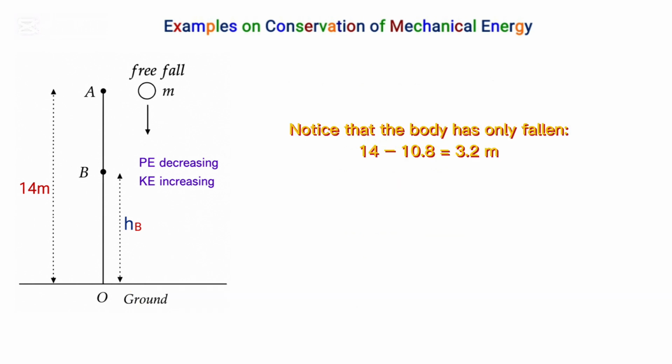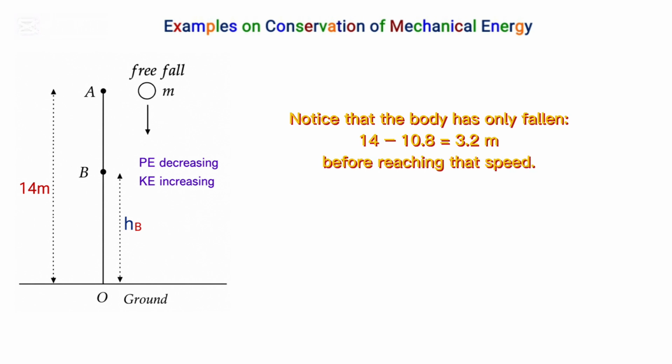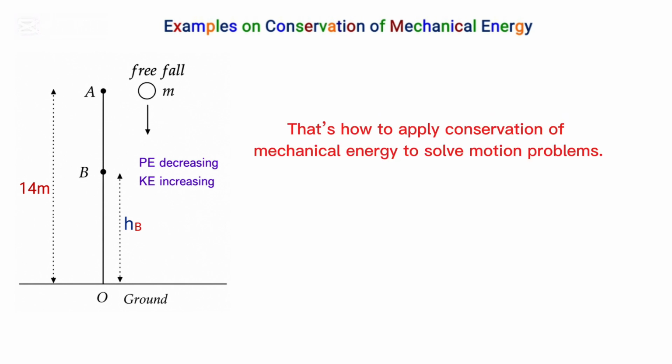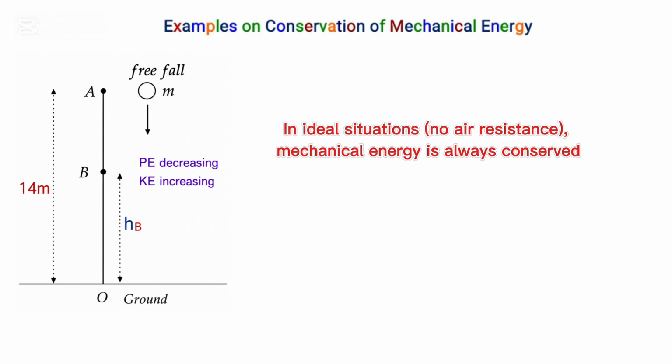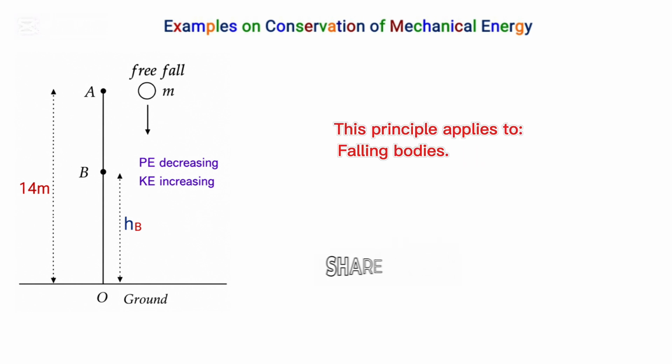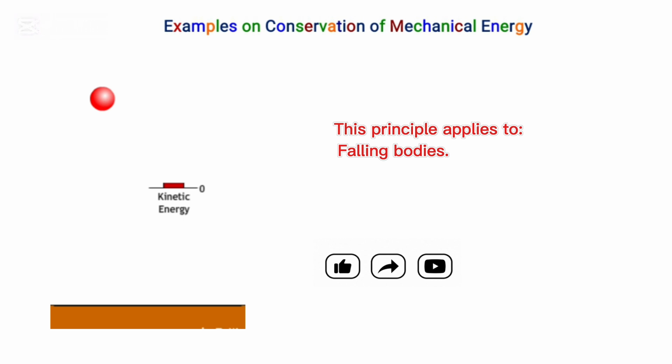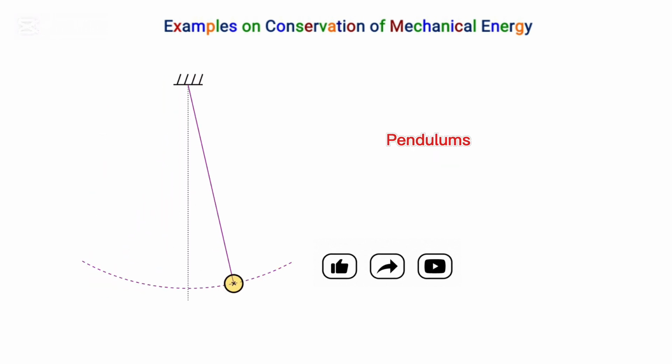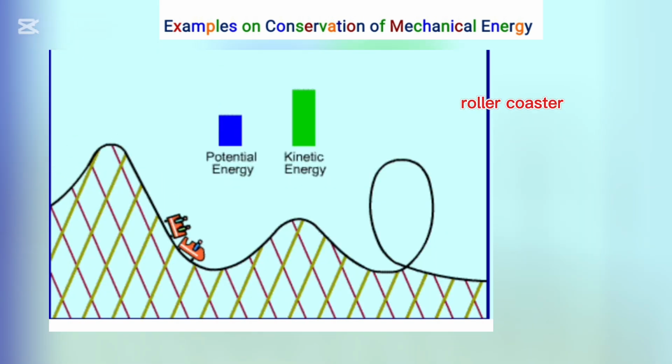Notice that the body has only fallen 3.2 meters before reaching that speed. That's how to apply conservation of mechanical energy to solve motion problems. In an ideal situation, with no air resistance, mechanical energy is always conserved. This principle applies to falling bodies, pendulums, roller coasters, etc.